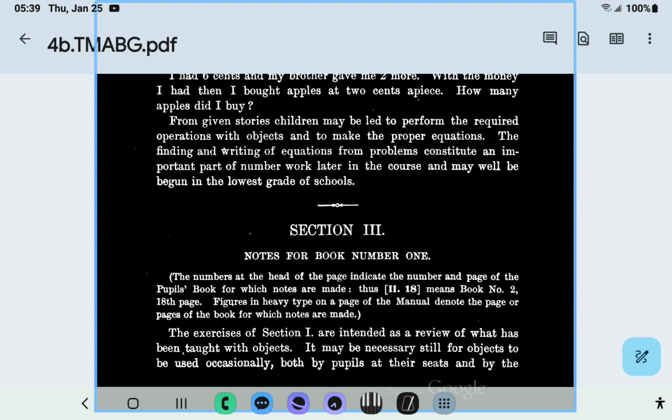I had 6 cents and my brother gave me 2 more. With the money I had then, I bought apples at 2 cents apiece. How many apples did I buy? From given stories, children may be led to perform the required operations with objects and to make the proper equations. The finding and writing of equations from problems constitute an important part of number work later in the course and may well be begun in the lowest grade of schools.